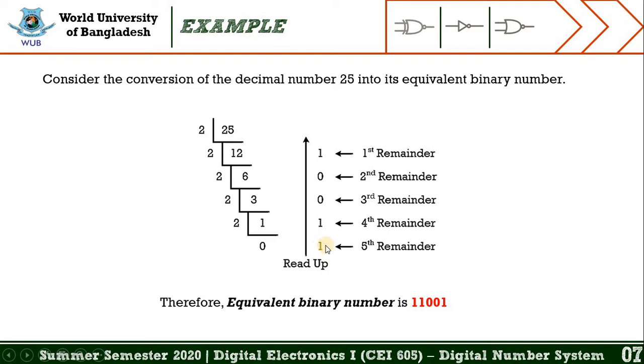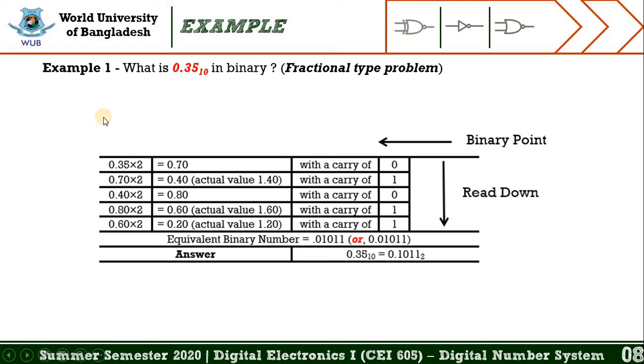So let's see what our calculated equivalent binary number is, which is 11001. Okay, so let's move into the next slide. From this slide we may learn another example like the previous one, but this time a different example from the previous one. So let's start with the question: what is the 0.35 decimal number in binary? Or what is the equivalent binary number of the given decimal number?